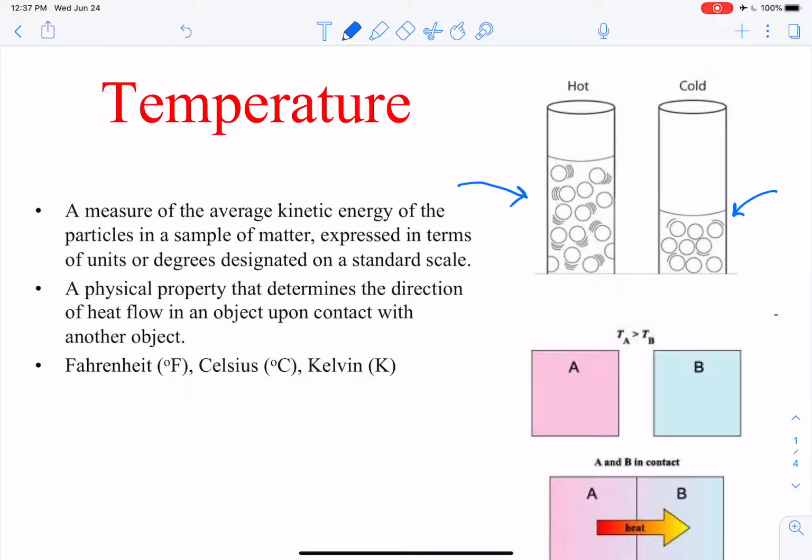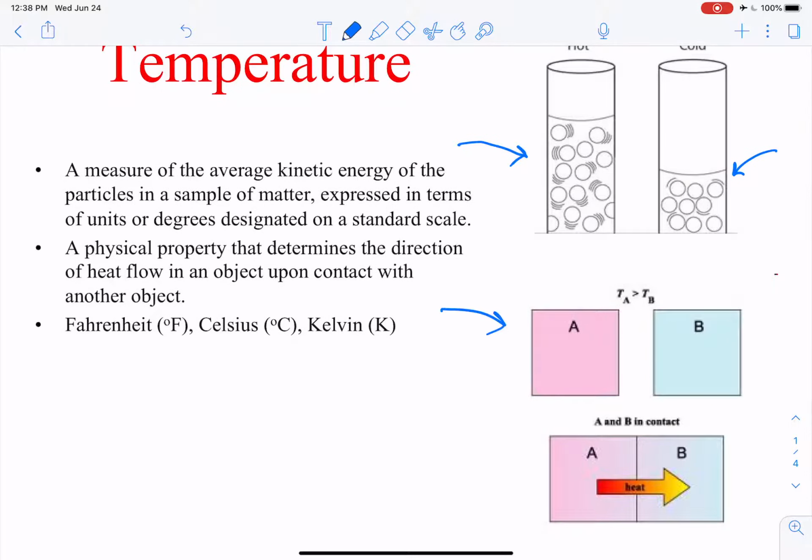So the second part of this slide says it's a physical property that determines the direction of heat flow in an object upon contact with another object. So that brings us to this picture down here. So right here it says the temperature of object A is greater than the temperature of object B. So when they come in contact, we'll have heat energy transfer from object A to object B until they come into thermal equilibrium, until they come to the same temperature.